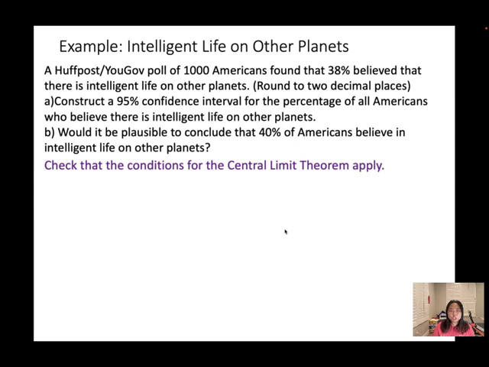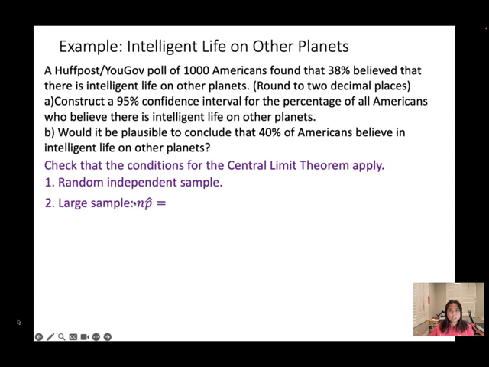So first, we want to check the condition for the central limit theorem. Okay, remember that 3 conditions? First one, random independent sample. Second one, we need to calculate the sample size. The n will be the sample size, which is going to be 1,000, times the sample proportion. So here, we find that 38% believe that there is intelligent life on other planets. So 38% will be the sample proportion. So that will be 380, which is going to be greater than 10.